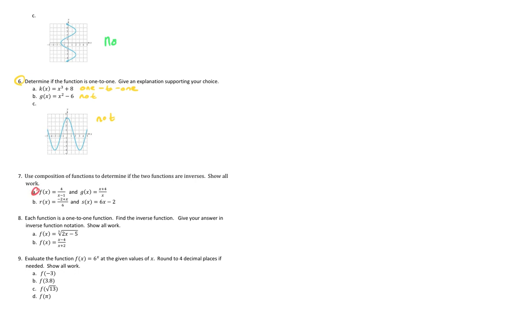Okay, working on 7 here. Use composition of functions to determine if the two functions are inverses. Show all work. So what we're going to do is plug f in for g, or vice versa. And if we get x from simplifying, then that means that the functions are inverses of each other.